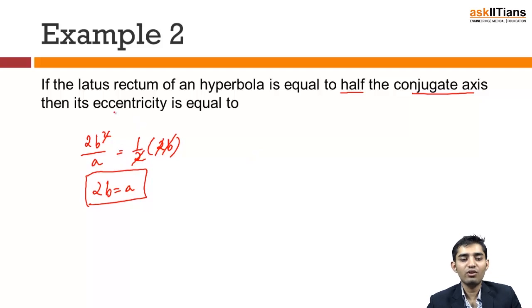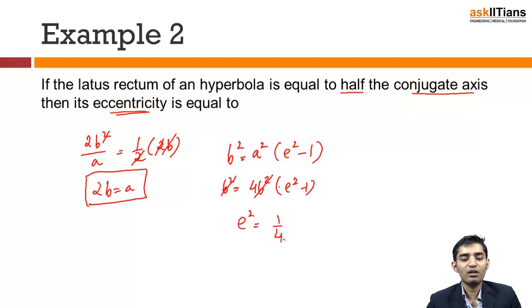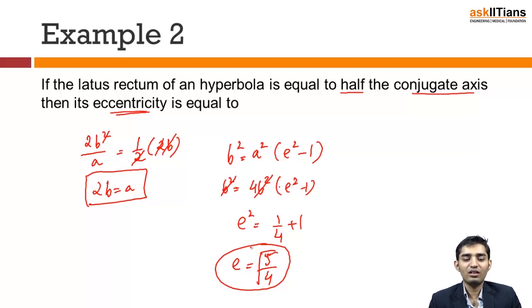Right, and what is the equation? I want to find out eccentricity, right? So what is the relation between a, b and e? The relation between a, b and e is b square equal to a square into (e square minus 1), right? Now you can just put the value. a is equal to 2b, so here I will get 4b square into (e square minus 1). Now this b square will get cancelled, so eccentricity square will be 1 by 4 plus 1. So eccentricity you will get as root of 5 by 4. Okay, so from this you can find out the eccentricity, right?